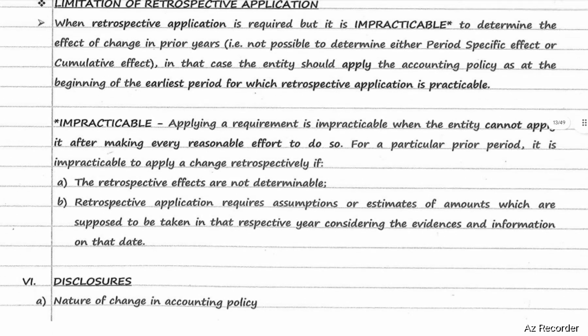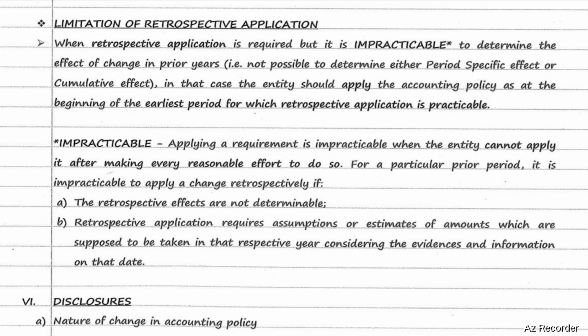Impracticable. Applying a requirement is impracticable when the entity cannot apply it after making every reasonable effort to do so. For a particular prior period, it is impracticable to apply a change retrospectively if retrospective effects are not determinable. Retrospective application requires assumptions or estimates of amounts which are supposed to be taken in that respective year, considering the evidences and information on that date.